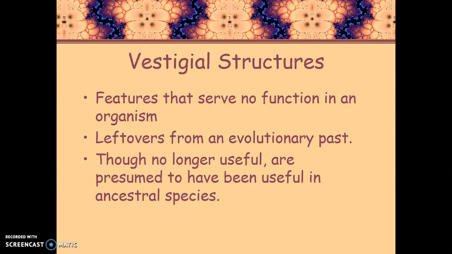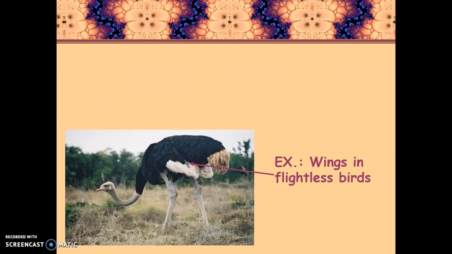Can you think of an example of a vestigial structure? Most people come up with the human tailbone. We don't have a tail, so why a tailbone? And the appendix. Some other examples would include wings in ostriches. They can't fly. Why do they have wings? Well, because their ancestors could fly.